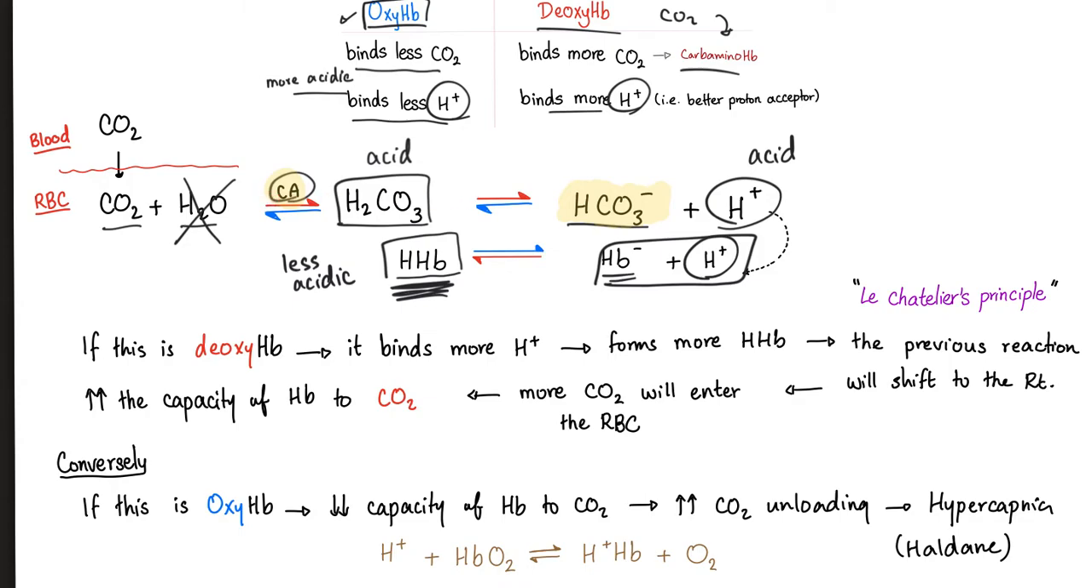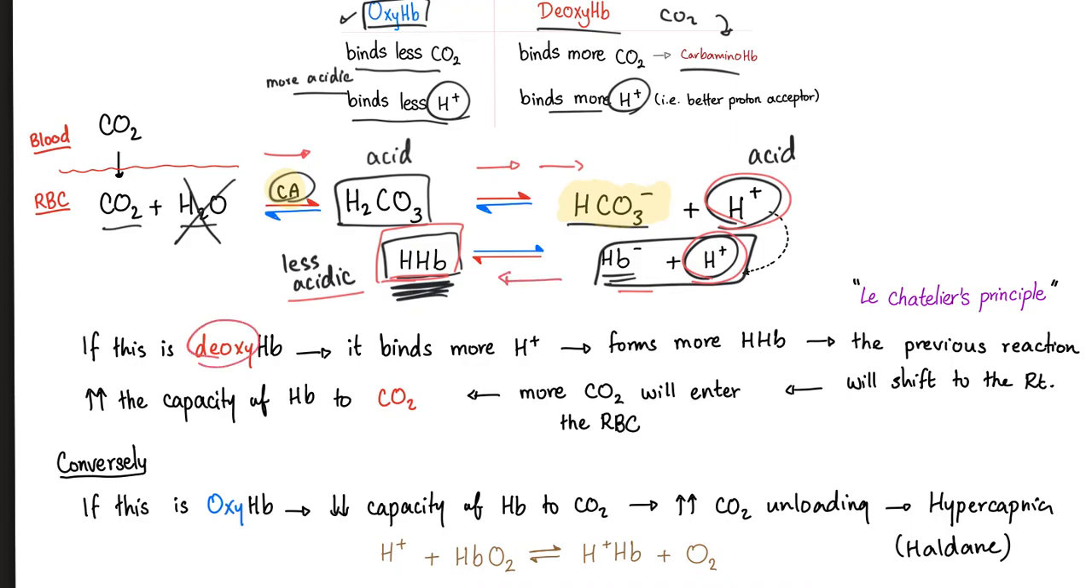This equation is reversible. You can go this way, this way, this way, or this way. So let's make believe that this is a deoxyhemoglobin. It will deoxy, so here it will move in this direction. It will produce more hydrogen ions or protons. Hydrogen ions will bind hemoglobin, and hemoglobin will become HHB. And this is less acidic, as you know. In other words, the direction of the reaction is going towards the red arrow. From here to here, from here to here, and from here to here.